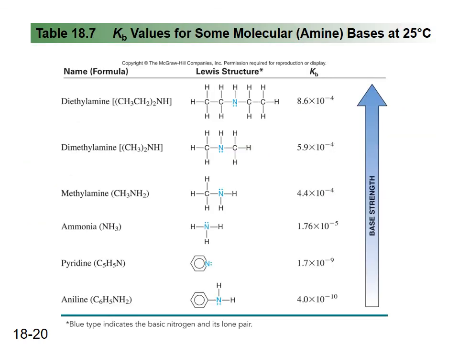This table shows Kb values for some molecular bases. Just like Ka, which measures the strength of an acid, Kb also measures the strength of a base. The larger the Kb, the stronger the base. The smaller the Kb, the weaker the base.